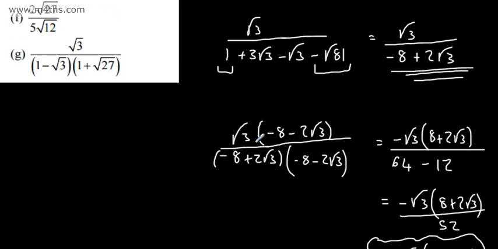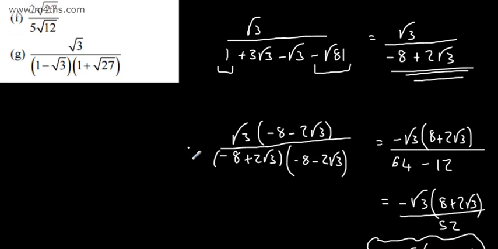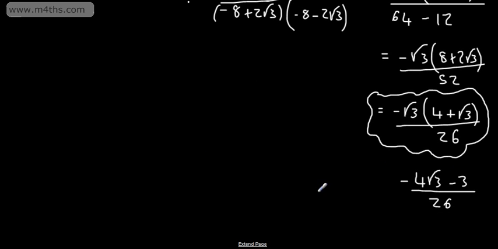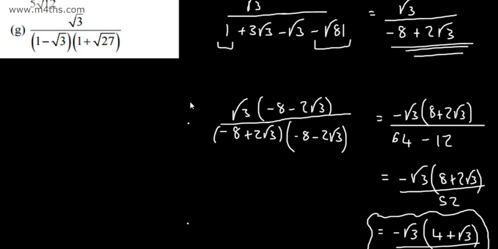Let's try it in the calculator. I'm not sure that it's going to like this. It might give us a decimal answer, but we'll have a go anyway. So the root of 3 over now 1 minus the root of 3, multiplied now by 1 plus the root of 27. Hopefully it will be kind to us and default to that mode. There we go, negative 3, negative, right, let's just see what we've got. That's what I've got. So essentially all the calculator's done is brought the negative out front. But there we go. That's one way of doing that one.